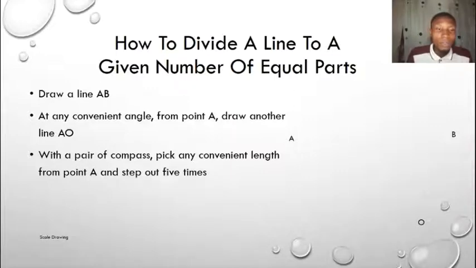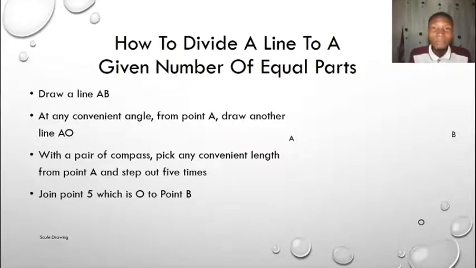After stepping out 5 times, the next thing you have to do is to join point 5. That is the fifth point you make on the line AO, the fifth mark you make. From that mark, and mind you, that's your O, you join the points O and B. You can say 5 and B or O and B, but I would rather call it OB. So you get the line OB, and join the line OB.